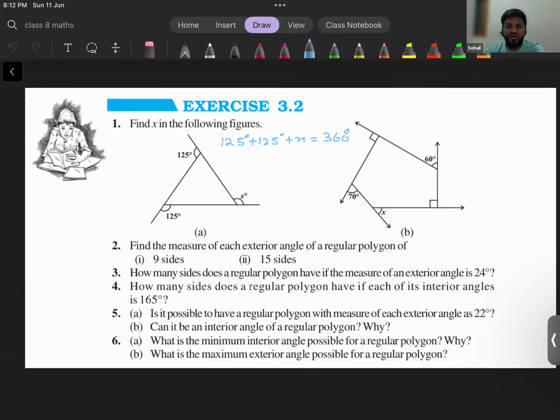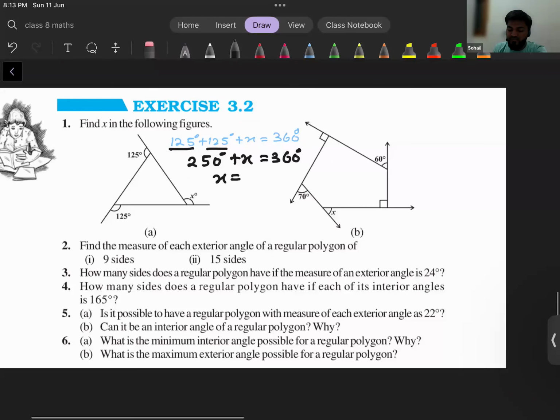Yes, that one is correct, Arhan. Good. And Ahmed, what is your answer now? I didn't hear you, sir, my internet. Look, you need to add these two values. That will become 250 degrees plus x equals 360. Now it becomes simple, find out the value of x here. Okay Arhan, solve option number B here.